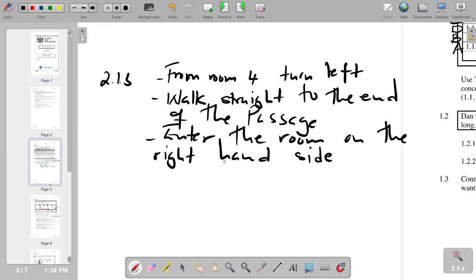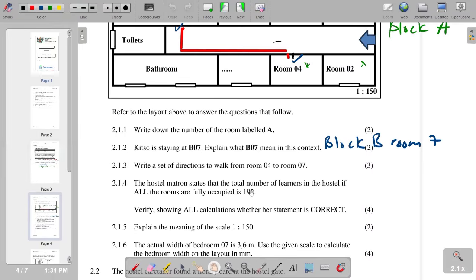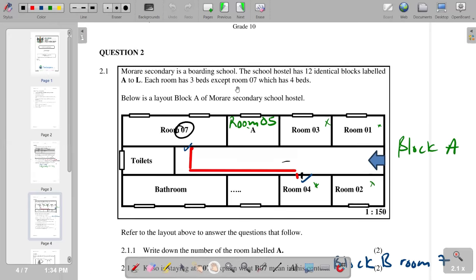So from there, we go to the next question, which is 2.1.4. The hostel matron says that the total number of learners in the hostel, if all the rooms are fully occupied, is 192. Verify, show all calculations, whether the statement is correct. So we are being told that we have two identical blocks, and each room has 3 beds. Those are some of the hints. Each room has 3 beds, except for room 7, which has 4 beds.